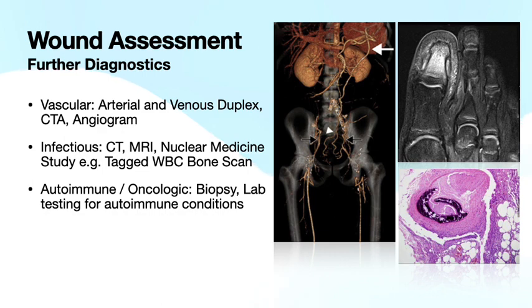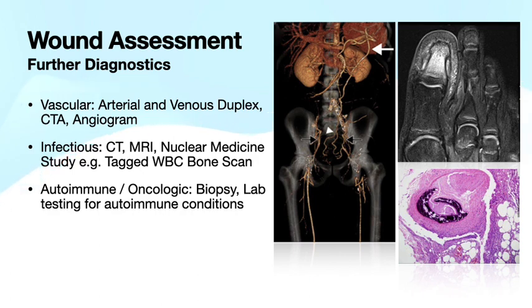Next is infectious. CT scans are really good for looking for deep space abscess. MRI also can look for abscess, also very good for looking for osteomyelitis, which can be a cause for non-closing wounds or recurring wounds over bony structures. And also we use it to look for fistulas or intercutaneous fistulas. Nuclear medicine studies play a role as well, particularly looking for osteomyelitis.